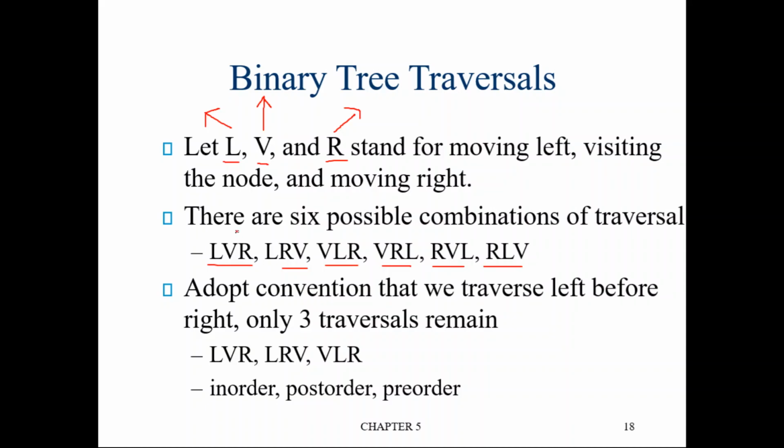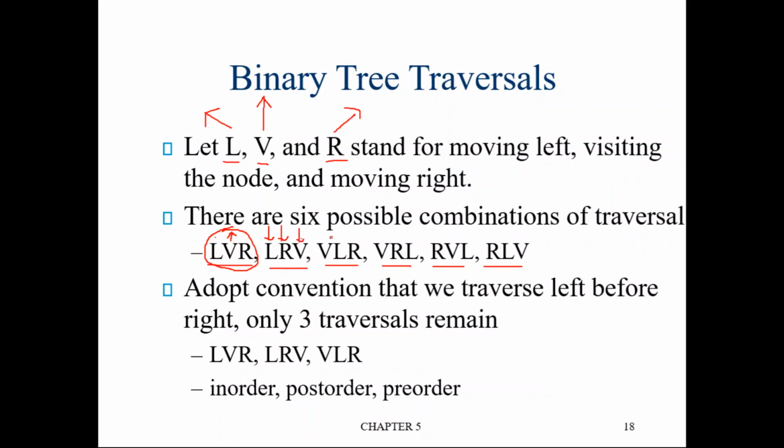So what is meant by LVR? LVR means before visiting a particular node, visit its left child. Then visit that node. Then visit its right child. If you follow that order, that is called LVR. LRV means visit its left child, then visit its right child, then visit that particular node. That is called LRV.